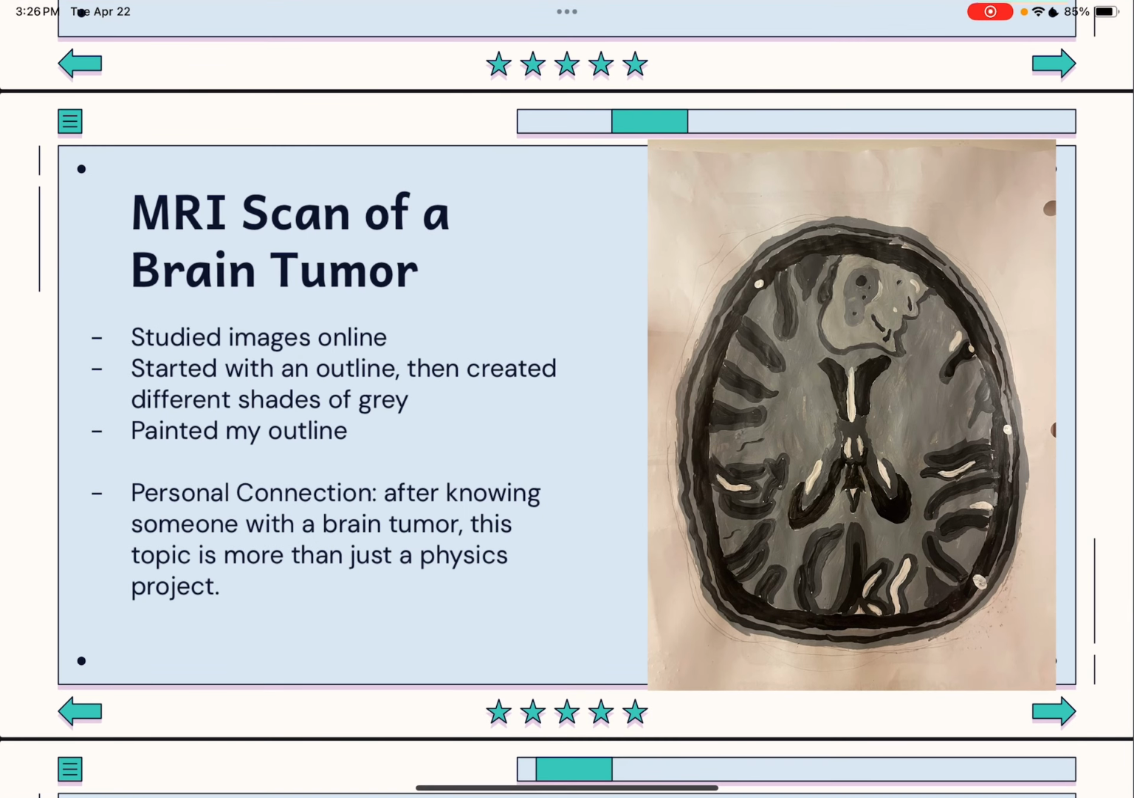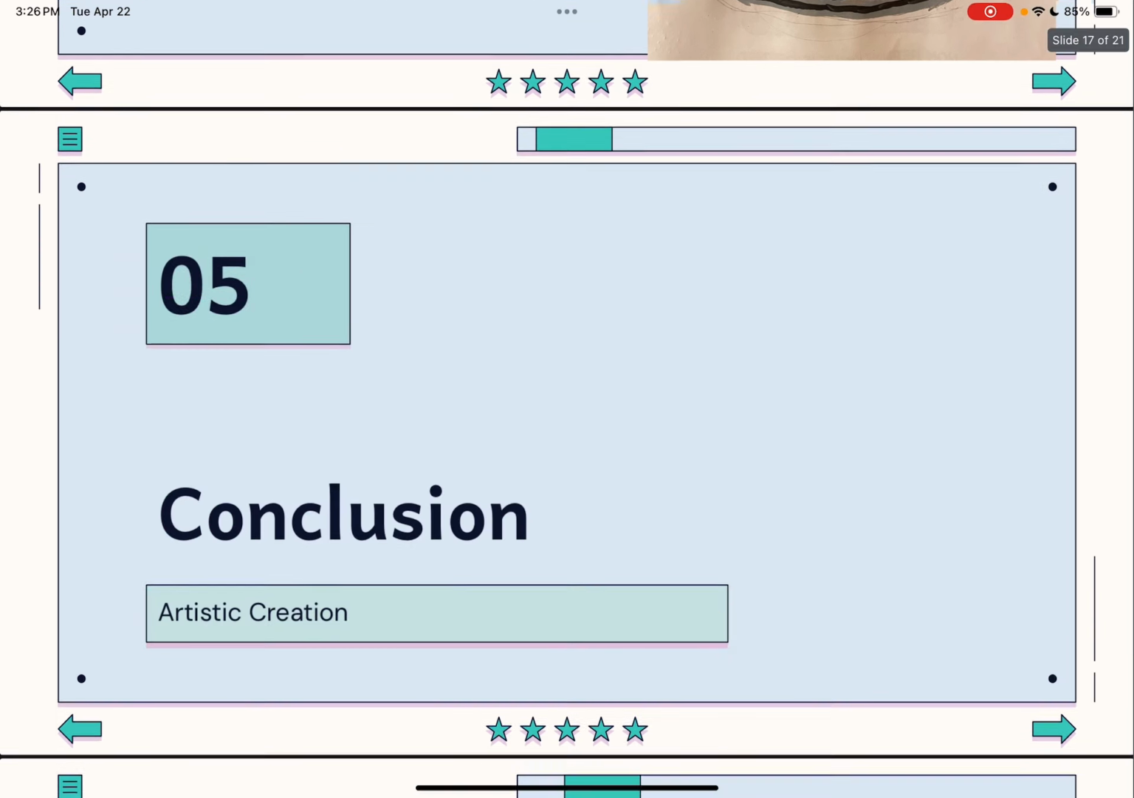I created an MRI scan of a brain tumor. I painted this myself after studying images online. I also know someone, so I was able to get some advice and see their own MRI scan of their brain. I painted this by hand and mixed all of the colors myself.